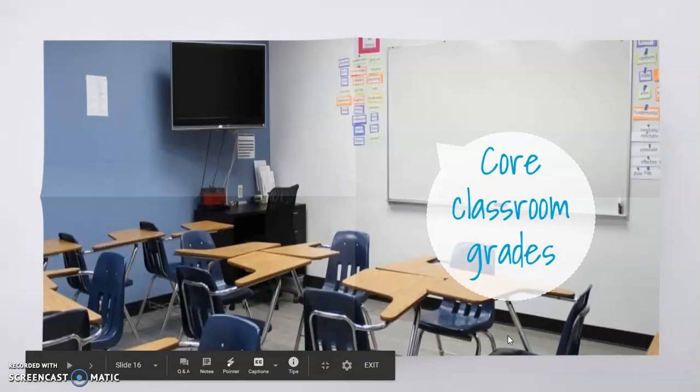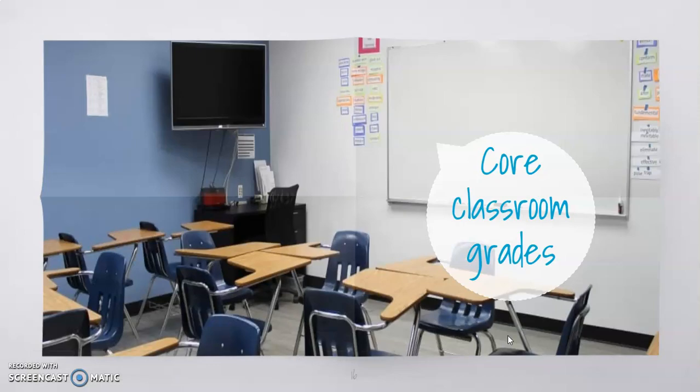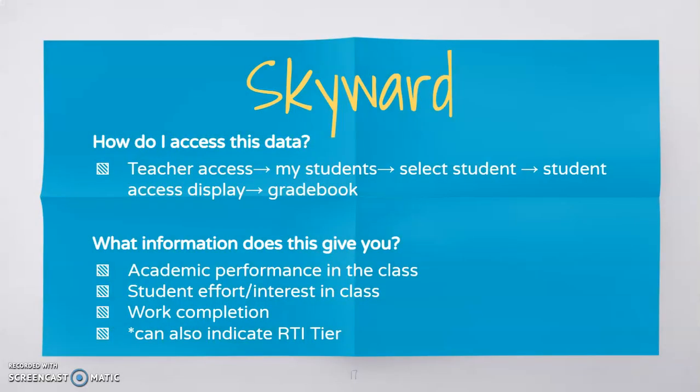Now let's look at core classroom grades and what we should look at with that. How are you going to access this data? Most of us are familiar with Skyward, and you have a Skyward account, so I'm not going to go too in depth with that. But this gives you data about academic performance in the class. It can also tell you student effort or interest in the class if they're not performing well. It can give you an idea of work completion, and Skyward also can indicate the RTI tier of the student. So Skyward is going to be a very useful tool in looking at different pieces of data there.